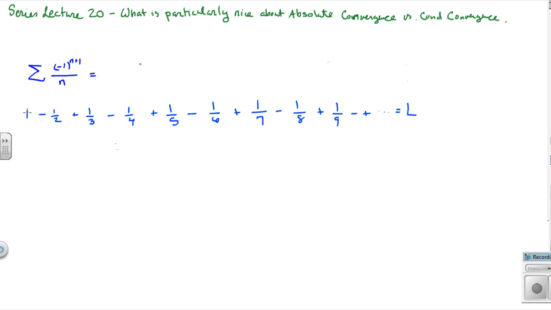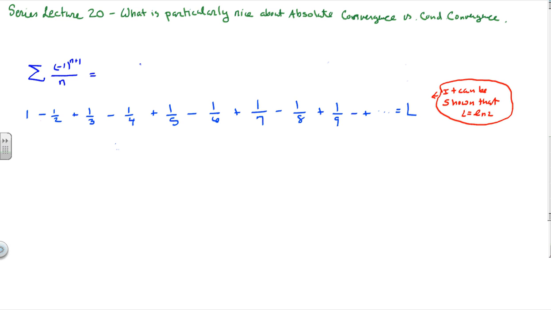So the first partial sum is 1. The second partial sum is 1 minus 1/2, which is 1/2. So L is somewhere between 1/2 and 1. In particular, it's bigger than 0. In fact, it can be shown, although we won't do that here, that L is equal to ln of 2. But that's a digression. That's not really that important. It's just that it's L, and L is not 0. Not 0 is important.